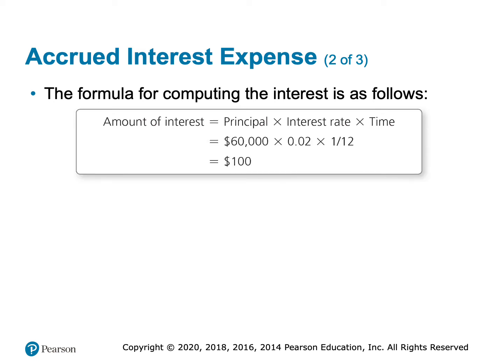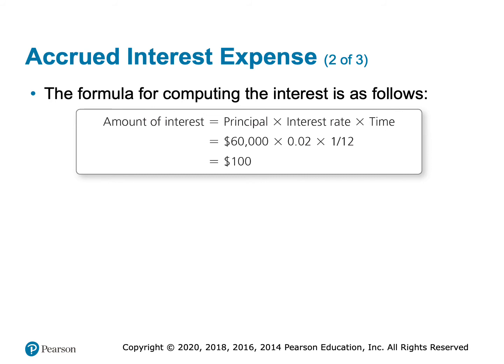So in our example, the principal is $60,000. The interest rate is 2%. Remember to convert a percent to a decimal. You move the decimal 2 places to the left. And only 1 month has passed since when I bought the building and December 31st. So the time is 1/12. So that means at this point in time, I owe $100 of interest. So again, if I were to walk into the bank today and say, hey, I won the lottery, I have a bunch of money, I want to pay off my debt, they'd say you owe me $60,000 plus $100 in interest.